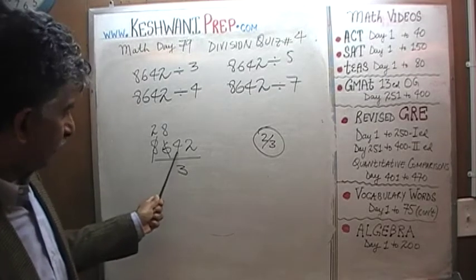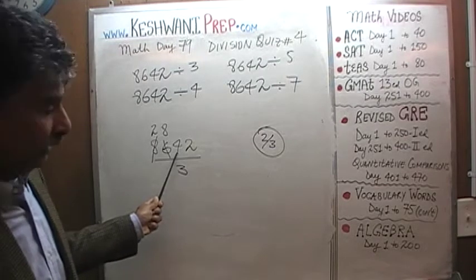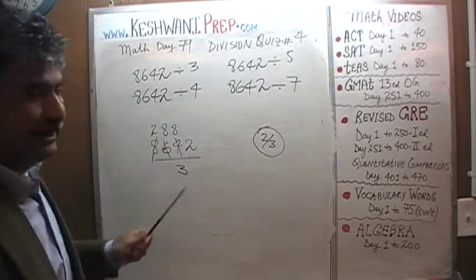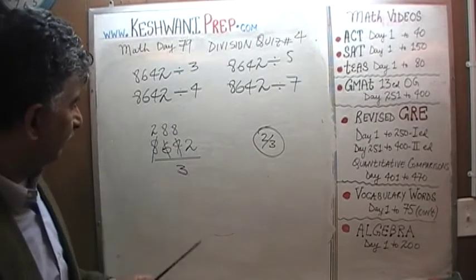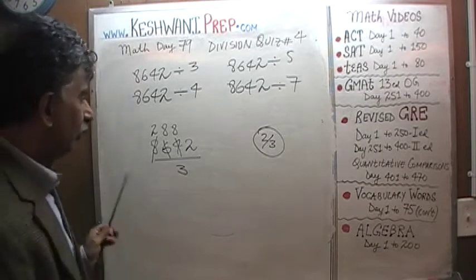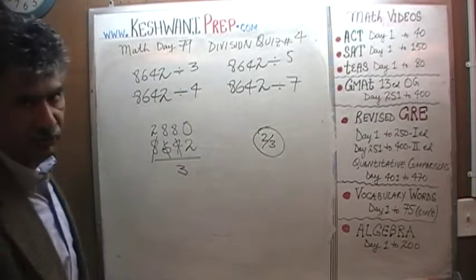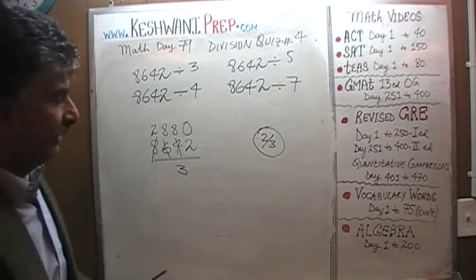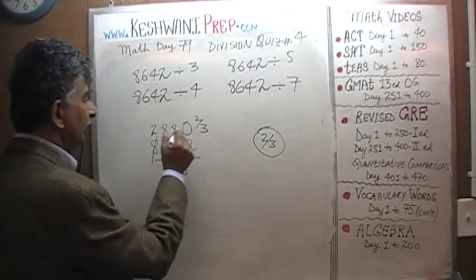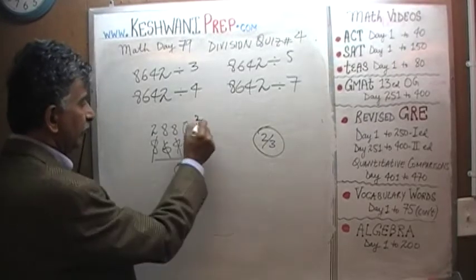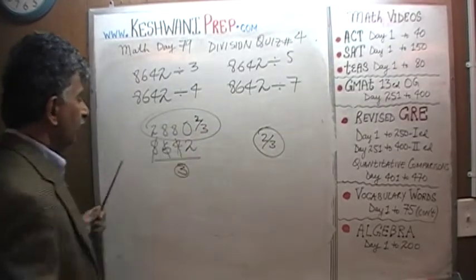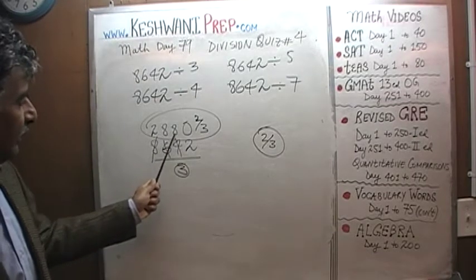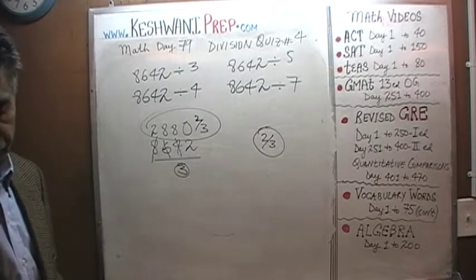The remaining 2 goes and joins this 4 and becomes 24 again. And 24 has 8 3s. How many 3s does 2 have? 2 has no 3s. That 2 at the end is our remainder. So the final answer is that 2 divided by 3 becomes 2/3. And the final answer is 8,642 divided by 3 equals 2,880 and 2/3.